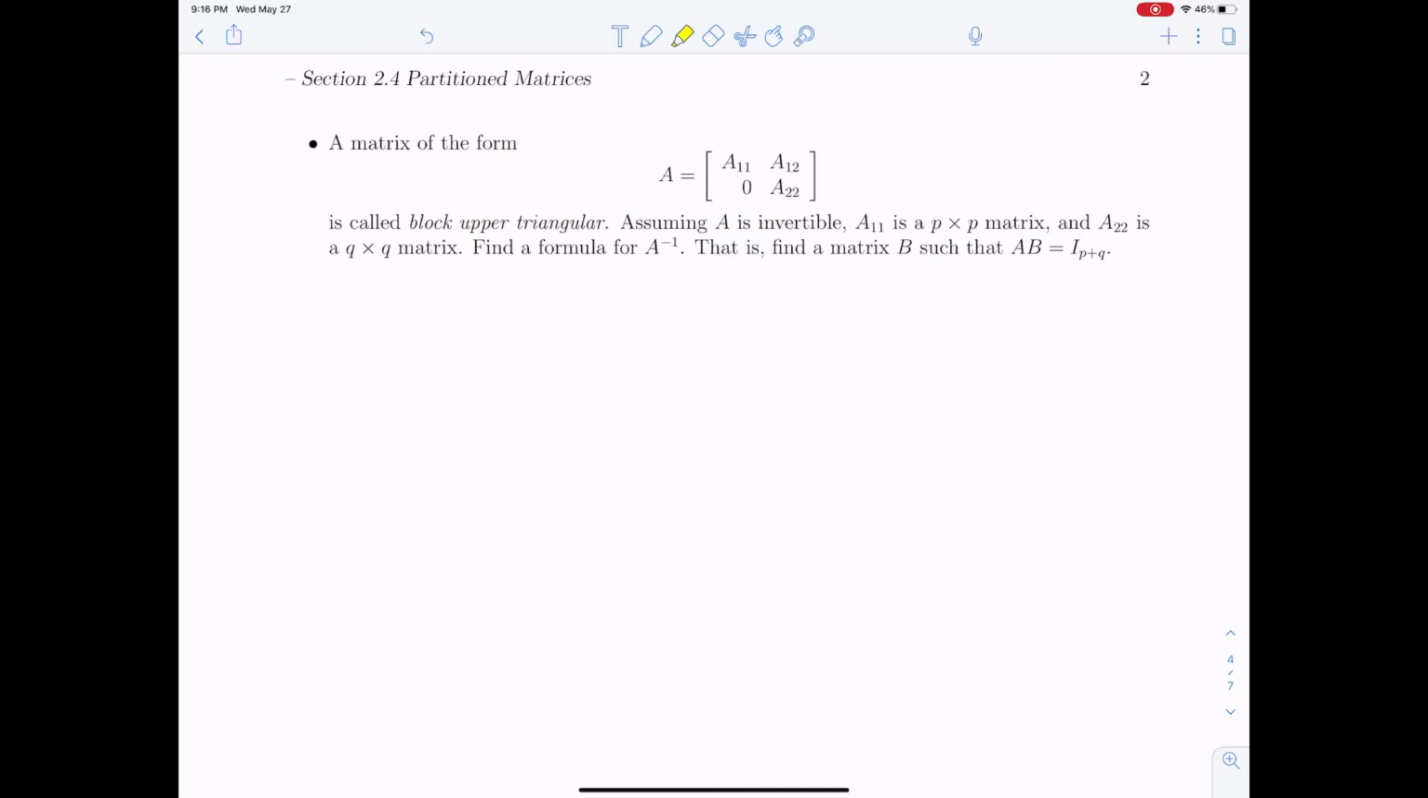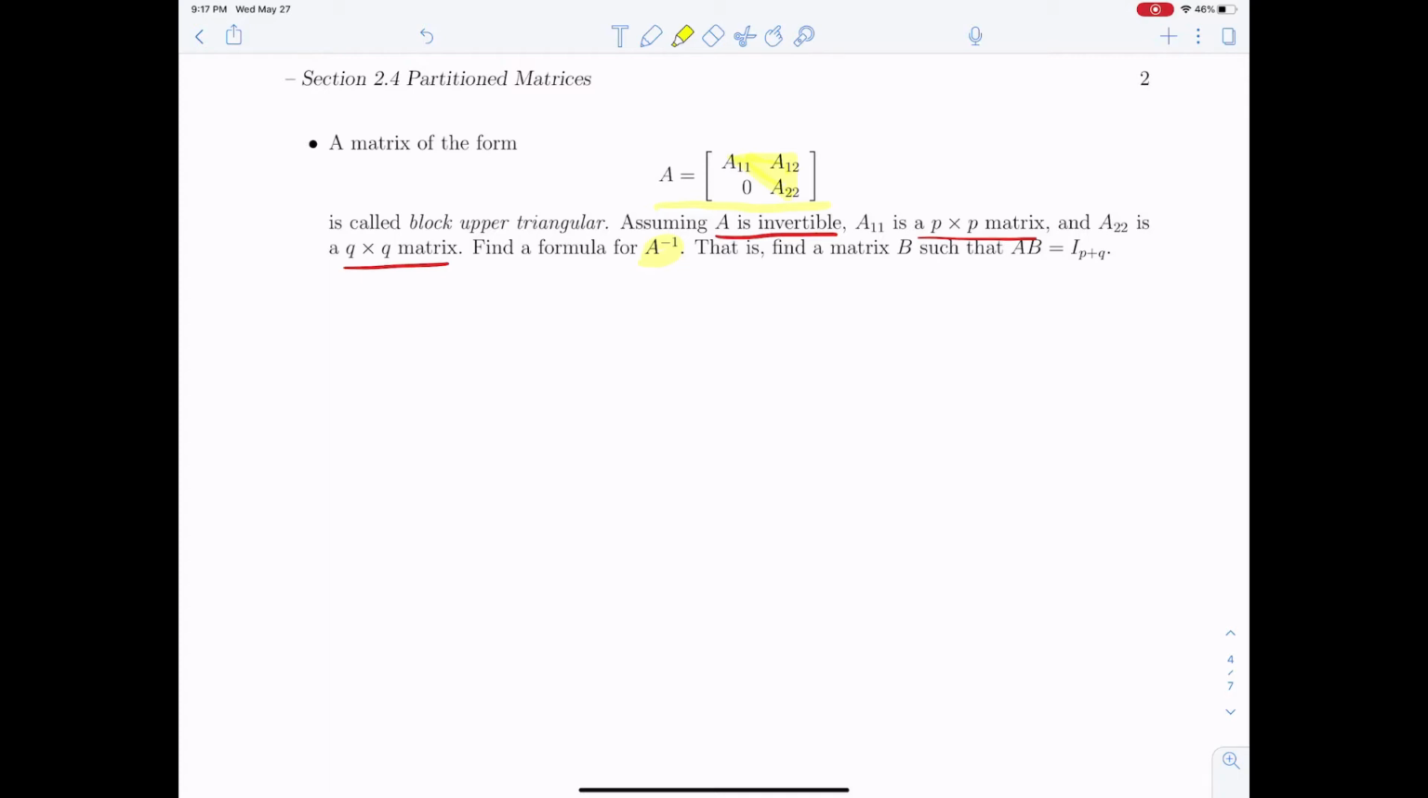A block matrix given in this way is called block upper triangular because it looks like an upper triangular matrix where only the upper triangular blocks are nonzero. Assuming that A is invertible, A11 is a P by P matrix, and A22 is a Q by Q matrix, we can find the formula for the inverse matrix of the given matrix.